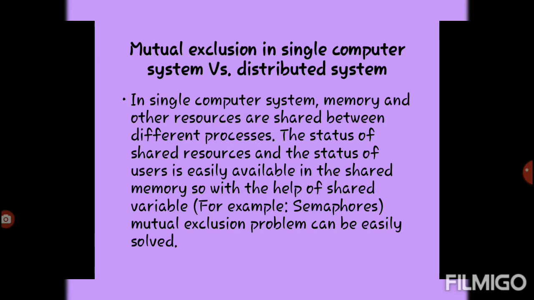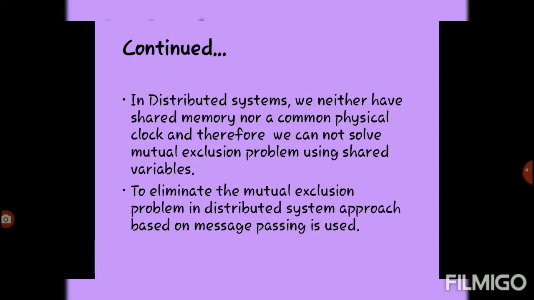For example, in a single computer system, the status of shared resources and the status of users are easily available in shared memory with the help of shared variables, which are semaphores. And the mutual exclusion problem is easily solved. So in a single computer system mutual exclusion is already there, and we need not write any algorithm for it. The handling of mutual exclusion is needed only for distributed systems.